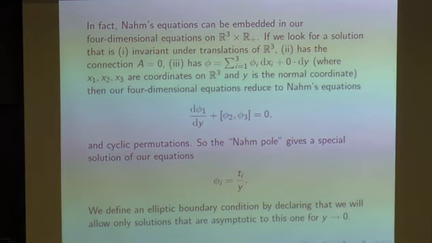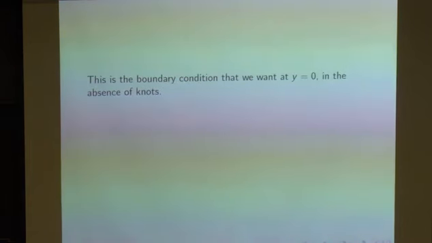This might sound unfamiliar as an elliptic boundary condition if you're accustomed to Dirichlet and Neumann and similar things. But if you actually look up a textbook definition of elliptic boundary condition, this is one. I won't try to explain that right now. This is possibly not the type of elliptic boundary condition you usually consider, but it's an elliptic boundary condition by a standard definition. So this is the boundary condition we want in the absence of knots.